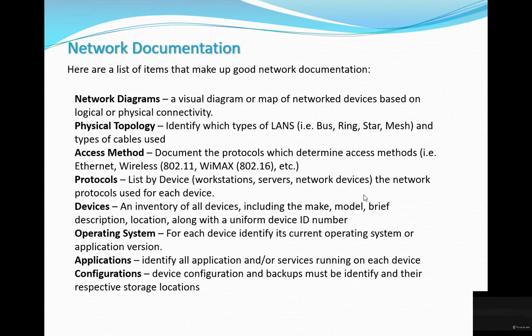Next to last, we've got our applications. What types of applications or services are we running on the various devices within our network? We might have a router that might be running DHCP, or DHCP might be running on a server, which also happens to be running, let's say, a web server, such as either IIS or Apache, what have you. These are all applications that are running on the various devices and that you should document.